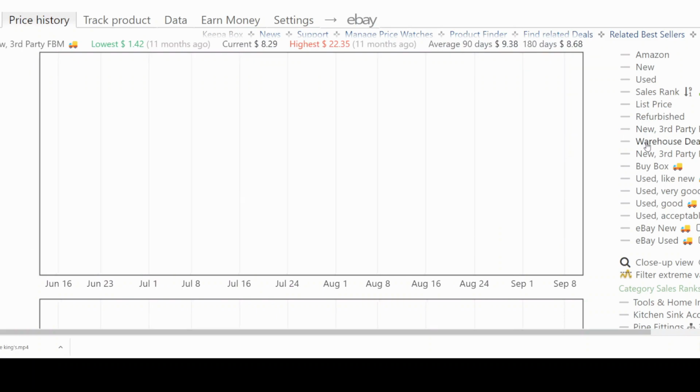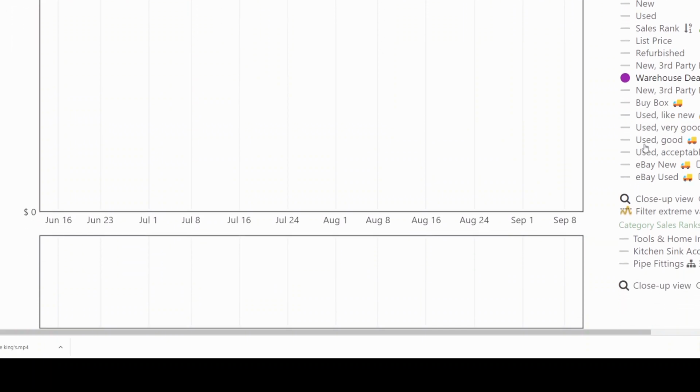Getting back to the graph, we have warehouse deals. And these are open box items or items that Amazon wants to clear out of their warehouse. And they are indicated by purple X's on the graph. And I can't see any on this.